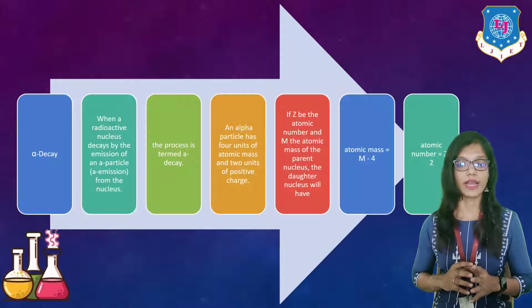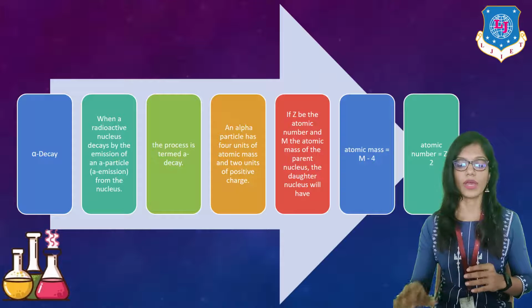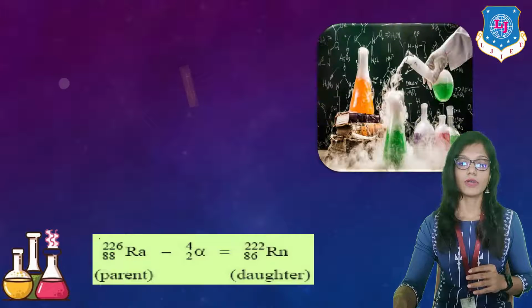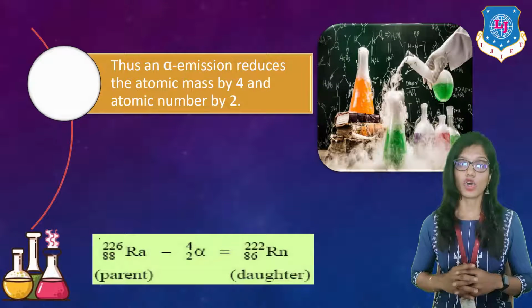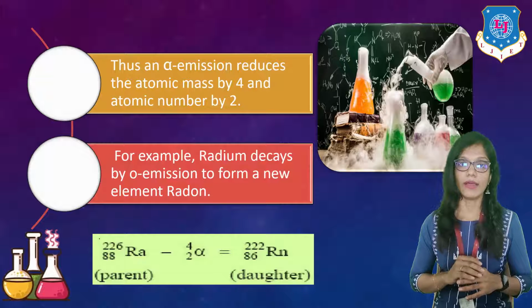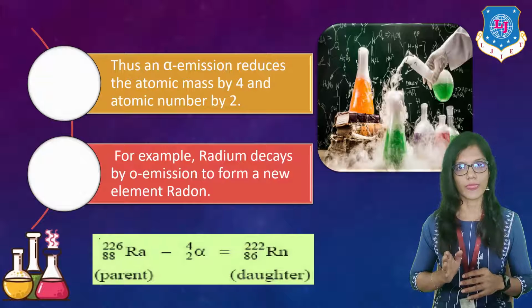So if Z be the atomic number and M be the atomic mass of the parent nucleus, the daughter nucleus will have atomic mass which is M minus 4 and atomic number will be Z minus 2. Okay, so that means that here the alpha emission reduces the atomic mass of the parent nucleus by 4 and the atomic number of the parent nucleus by 2, right?